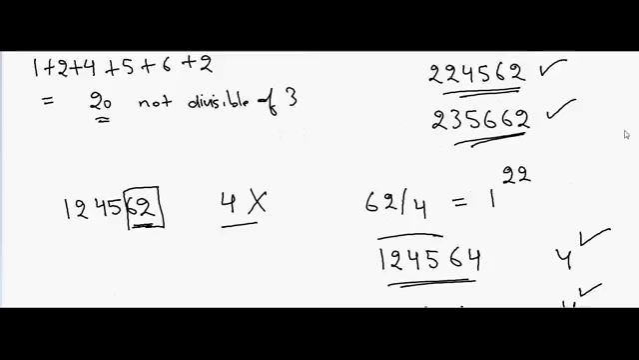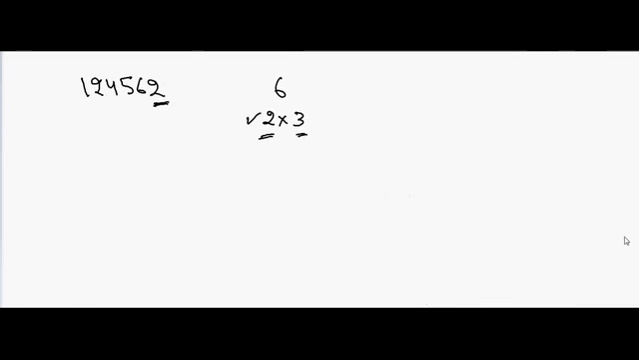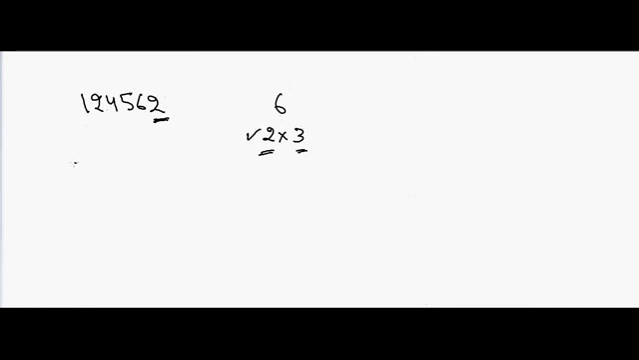But we did the test before and we find out that the sum, if I go back here, the sum was 20. So if I add all these numbers together, the sum was 20. So 1 plus 2 plus 4 plus 5 plus 6 plus 2 was 20, and 20 is not divisible by 3. So this number should not be evenly divided by 6. But how can we modify this?